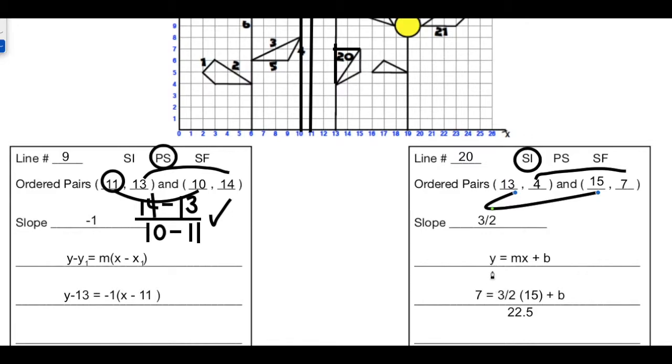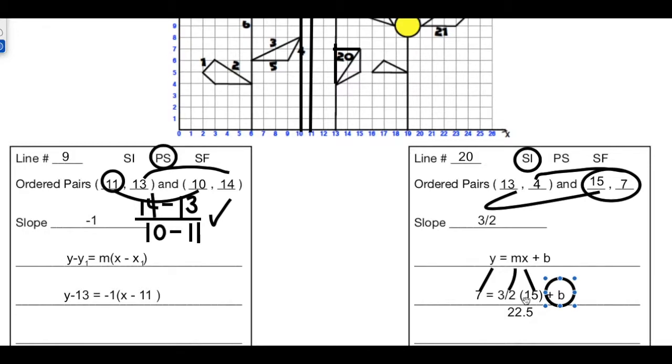Notice that I have substituted in the y of 7, so I used this ordered pair right here and substituted in 7 for y. The m I have substituted in 3/2, and then the x value that I am going to substitute in is 15, and then I'm going to solve for b.